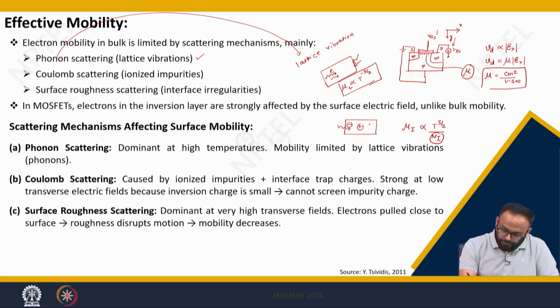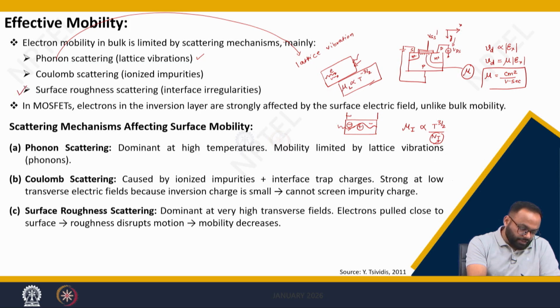Meaning, suppose I increase the impurity concentration, then what will happen? The electron which is moving from this direction to this direction will come under the vicinity of multiple ions, and hence the mobility will decrease.